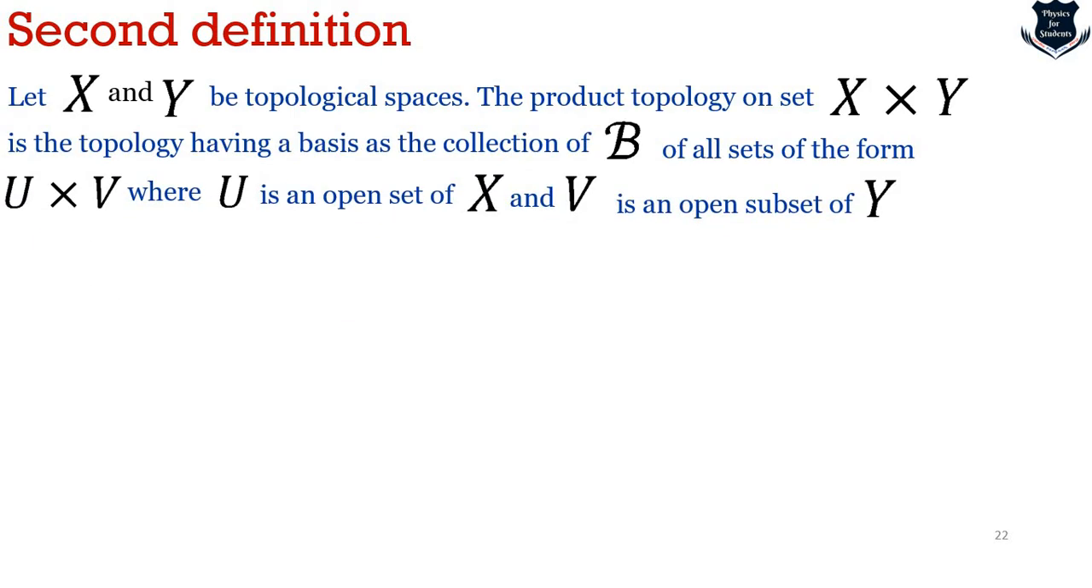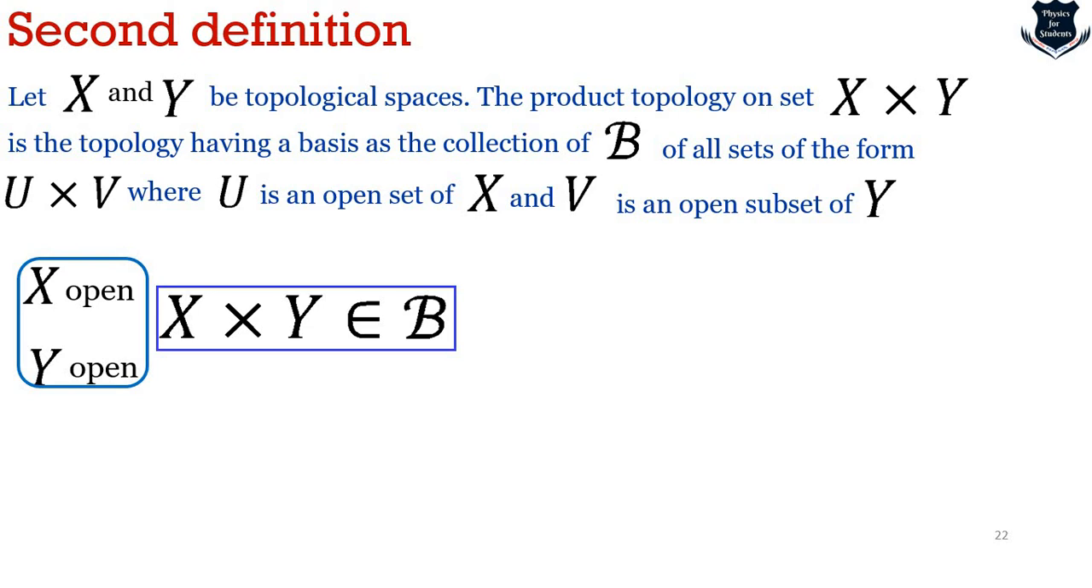It is this. If X and Y are topological spaces, the product topology on the set X multiplied by Y is the topology having as basis the collection curly B of U multiplied by V, where U is an open subset of X and V is an open subset of Y. Okay, now let us see, considering this definition, can we meaningfully prove this? So let us suppose that X and Y are open, right? X is open and Y is open. That means that X multiplied by Y will include the basis B, right?